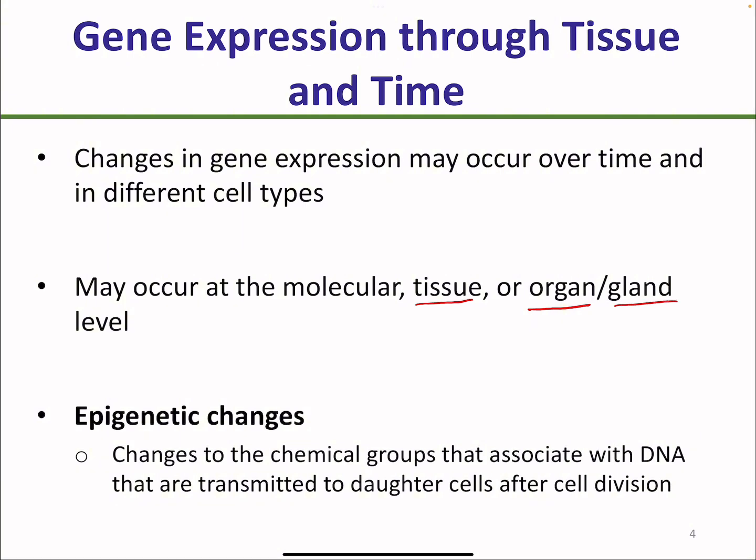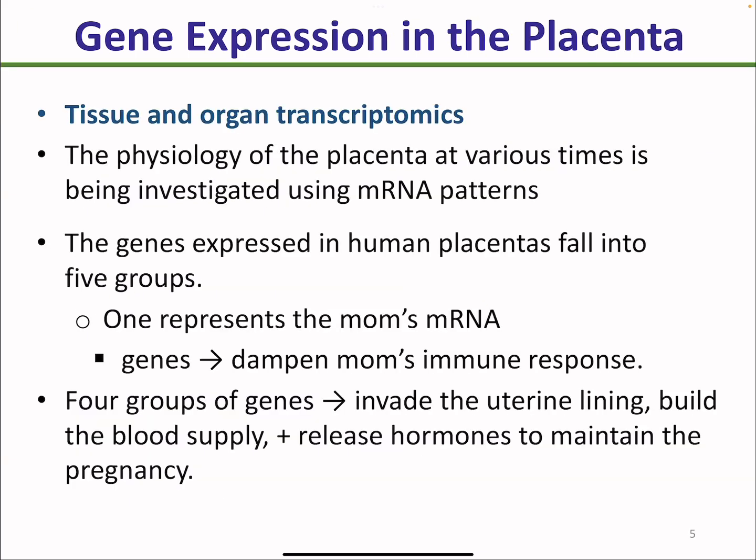Now, we are going to notice that the changes that occur in gene expression are mainly based not on the sequence of DNA in the genome, but on little things that attach to DNA or to proteins that are associated to DNA, which altogether are considered epigenetic changes. Okay, these are the changes to the chemical groups that associate with DNA and that can be transmitted to daughter cells after cell division. But not always, right? Not always.